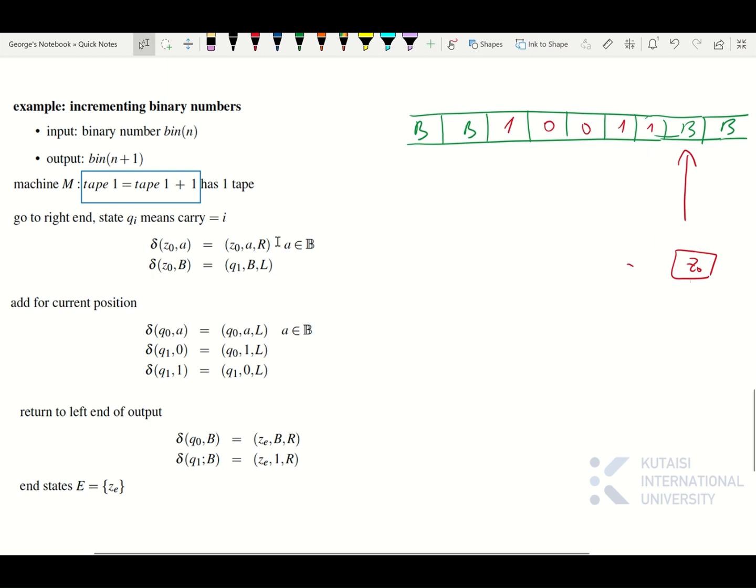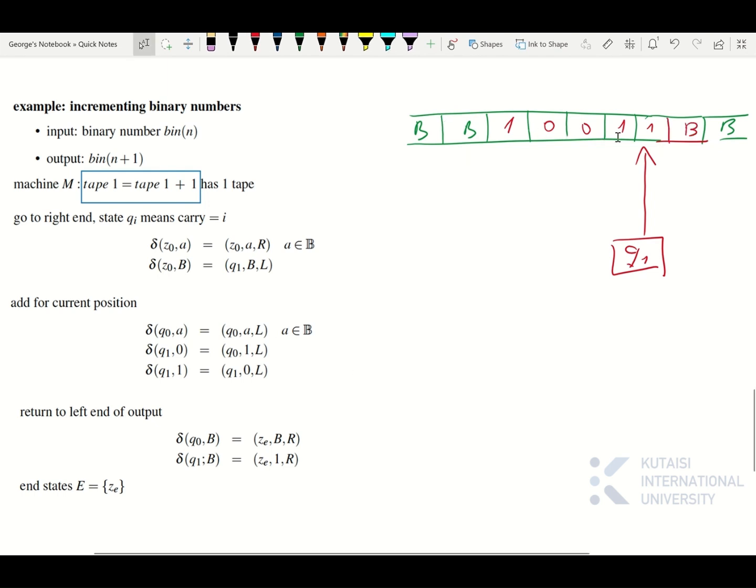But now this was only defined for 0 and 1. So what happens on blank? When I'm in state Z0 and I'm on a blank, I go to state Q1, overwrite blank again, and move left now. So it will move back here, because it has to go left, and it will be in state Q1 now. And it will just erase blank and write blank again.